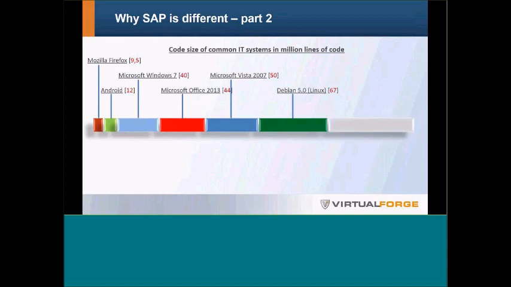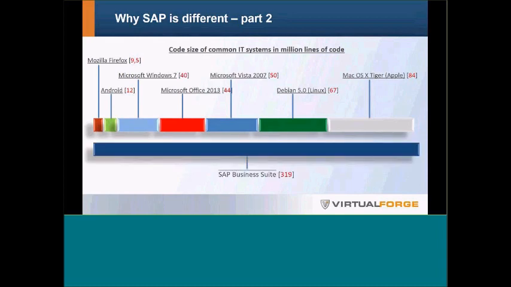Debian Linux has 67 million lines of code. Mac OS, an old version, is also at 84 million, so you can expect some more in the current versions. But if you look at SAP, SAP has almost 320 million lines of code, which is the SAP Business Suite. Just for reference, we've also lately scanned a standard installation of S4HANA, which has around 266 million lines of code. So as you can see, SAP is not only its own infrastructure in a way, but it's also very complex and very, very big.